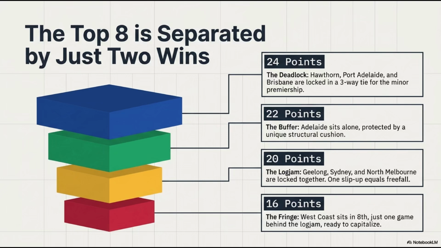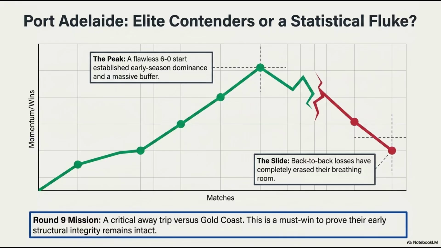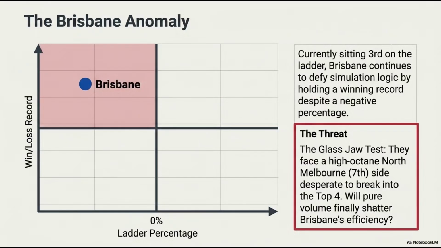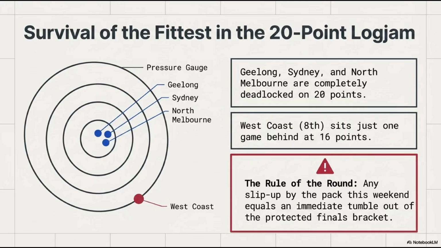Because of the volume. Yes. North Melbourne represents pure volume. They're a high-octane team, desperate to climb back into the top 4. And in AFL terms, volume means generating a massive number of inside 50s. And for those listening who aren't familiar with the sport, an inside 50 is essentially successfully driving the ball deep into your attacking zone, the 50-meter arc around the goal.